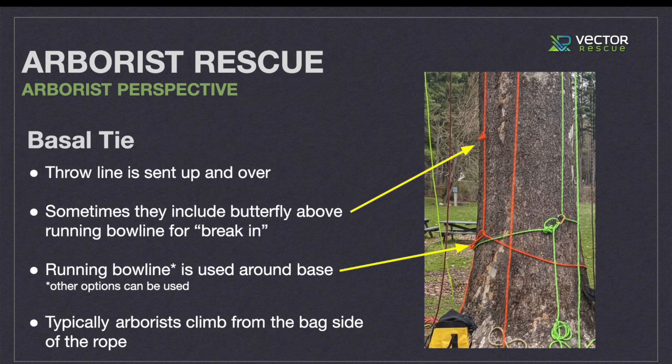So in a basal tie or a basal anchor system, the throw line, as we discussed, is sent up and over a union, pulled back down. What we're looking at here with those two arrows is the anchor side of the basal tie. A very common method is using a running bowline, which is the lower arrow. That redirects the rope back up to the union. And good arborists, I would say, put a butterfly or some other kind of midline knot a little bit above that point of the running bowline as a break-in point for their coworkers or us to be able to lower them off from the ground if needed.